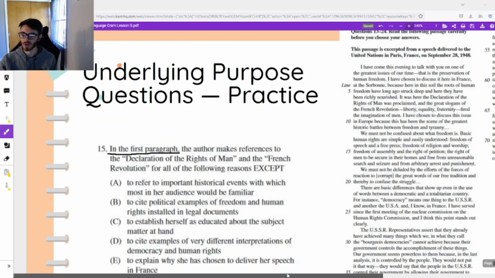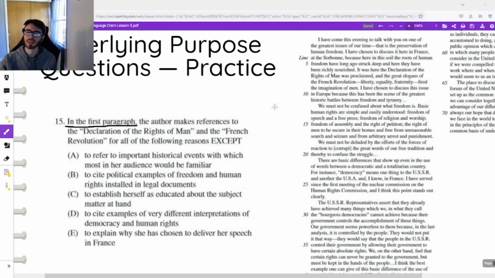You can just read the first paragraph, and because of that, I'll zoom in a little bit. In the first paragraph, the author makes references to the Declaration of the Rights of Man and the French Revolution for all of the following reasons, except what? So give this one a try, reread the first paragraph, find some evidence, and when you think you have the correct answer, unpause, and I'll go over it.